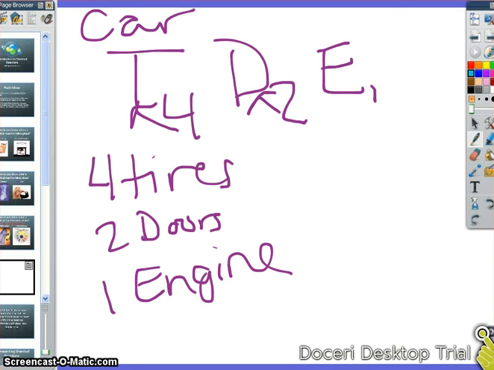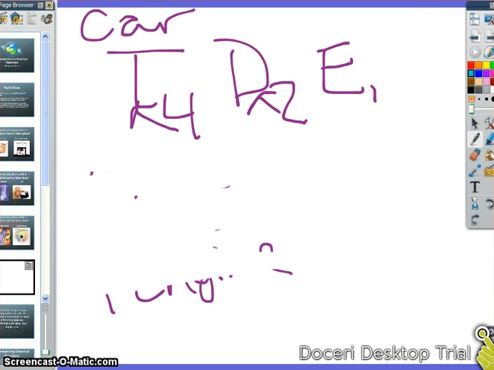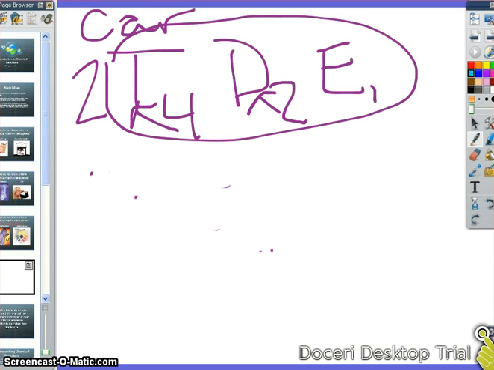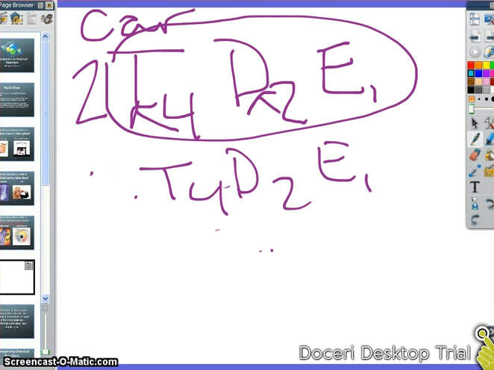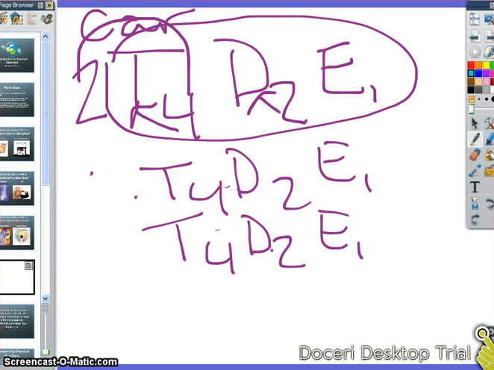Okay, now if we do it again, okay, now what if we add the coefficient? Okay, now the coefficient's telling us how many of this whole thing. So we could write 2 of these just like this. Or we can make it easier and we take this coefficient and multiply it by every single subscript. So now we have 2 cars.